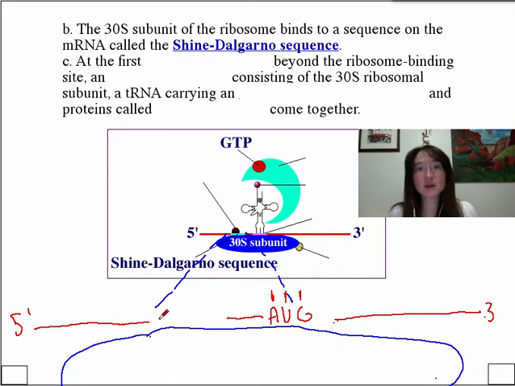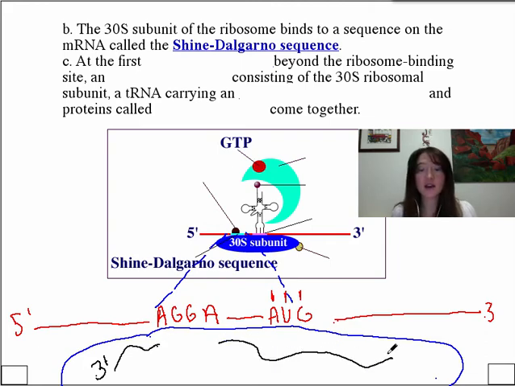It is a very purine-rich sequence. So remember, A and G are the purines. So AGGA is the sequence, or something of that similarity, that is the Shine-Dalgarno. So that Shine-Dalgarno sequence pairs with, inside of the 30S ribosomal subunit, you find the 16S rRNA. And this 16S rRNA will have on it, okay, it's going to run anti-parallel to the mRNA.